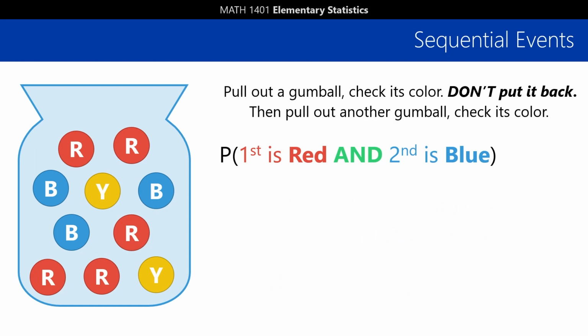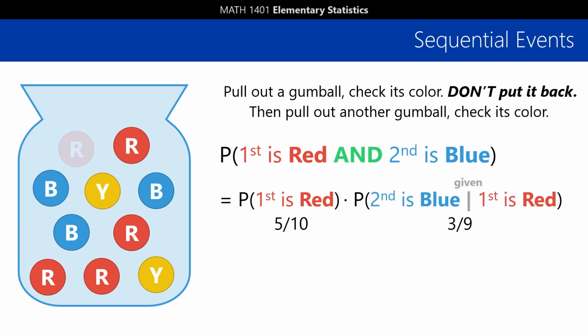Now, why was it so important that we put the first gumball back before we pulled the second one? Let's take a look at what would happen if we don't put it back. And suppose we ask the same question. The probability that the first gumball is red and the second is blue. Just as before, the probability that the first gumball is red is 5 out of 10. But now, when we try to get that blue gumball, things have changed. We no longer have 10 gumballs, but 9. So now there's a 3 out of 9 chance that the second gumball is blue.